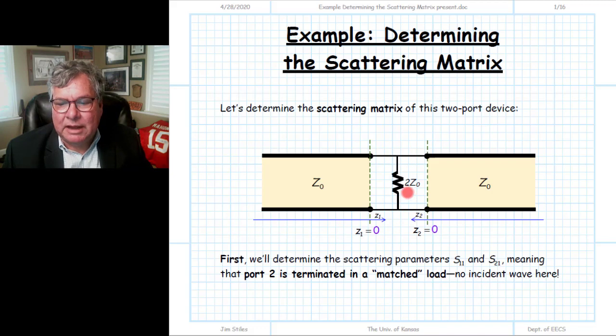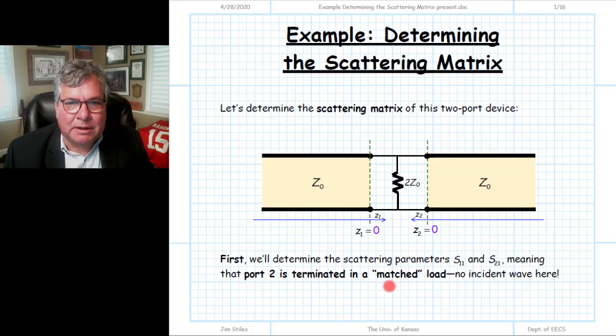And this value happens to have an impedance that's numerically equal to twice the characteristic impedance Z0 of the transmission lines connected to it. So these are 50 ohm transmission lines. This would be a 100 ohm resistor, this shunt element here. All right, let's go through and try to figure out what the scattering matrix is for this two-port device. So 4 scattering parameters, a 2x2 matrix we need to determine there.